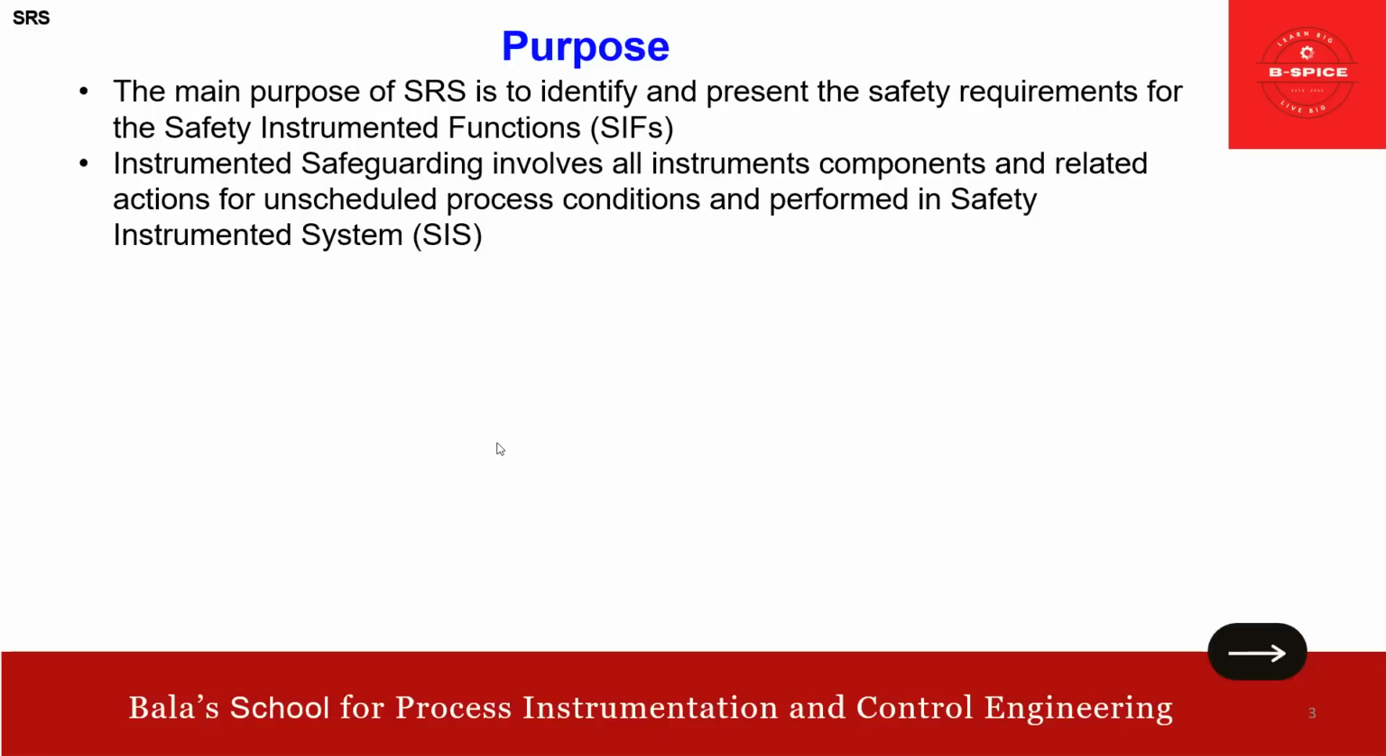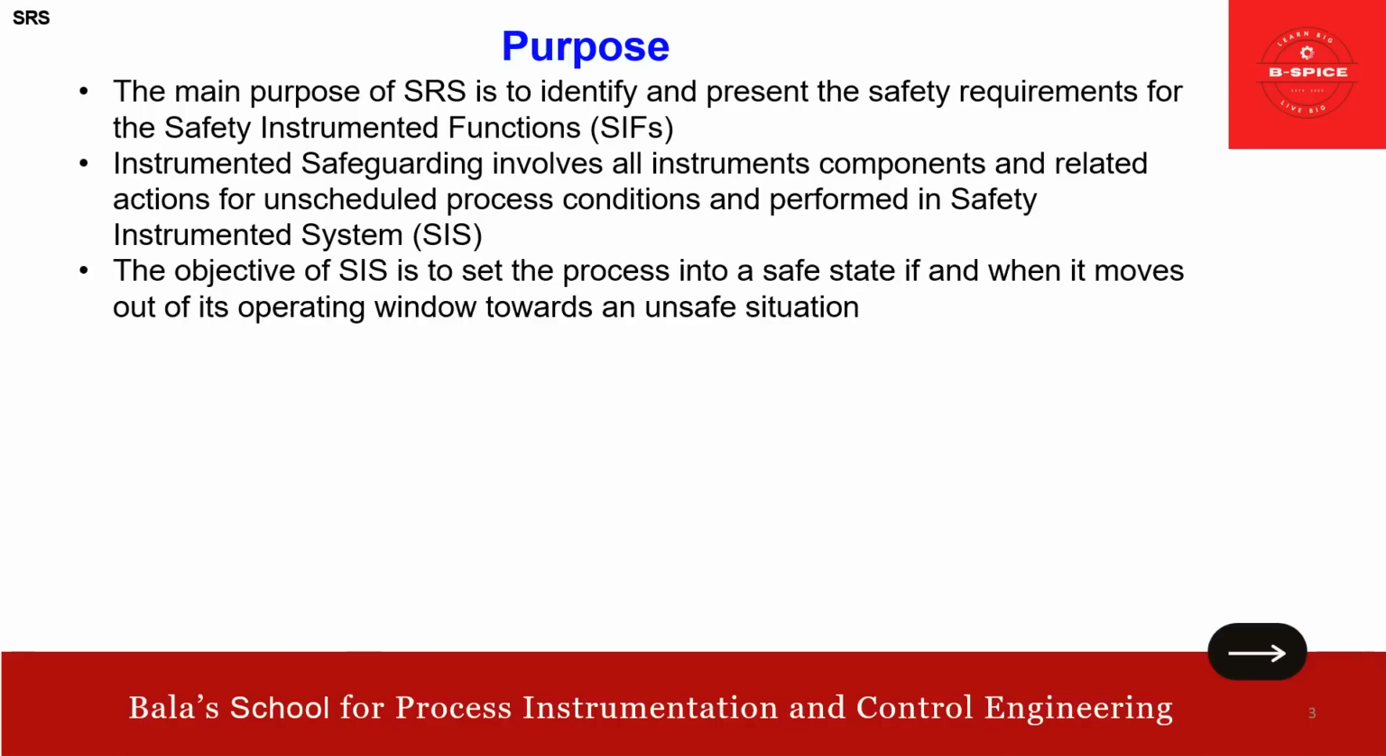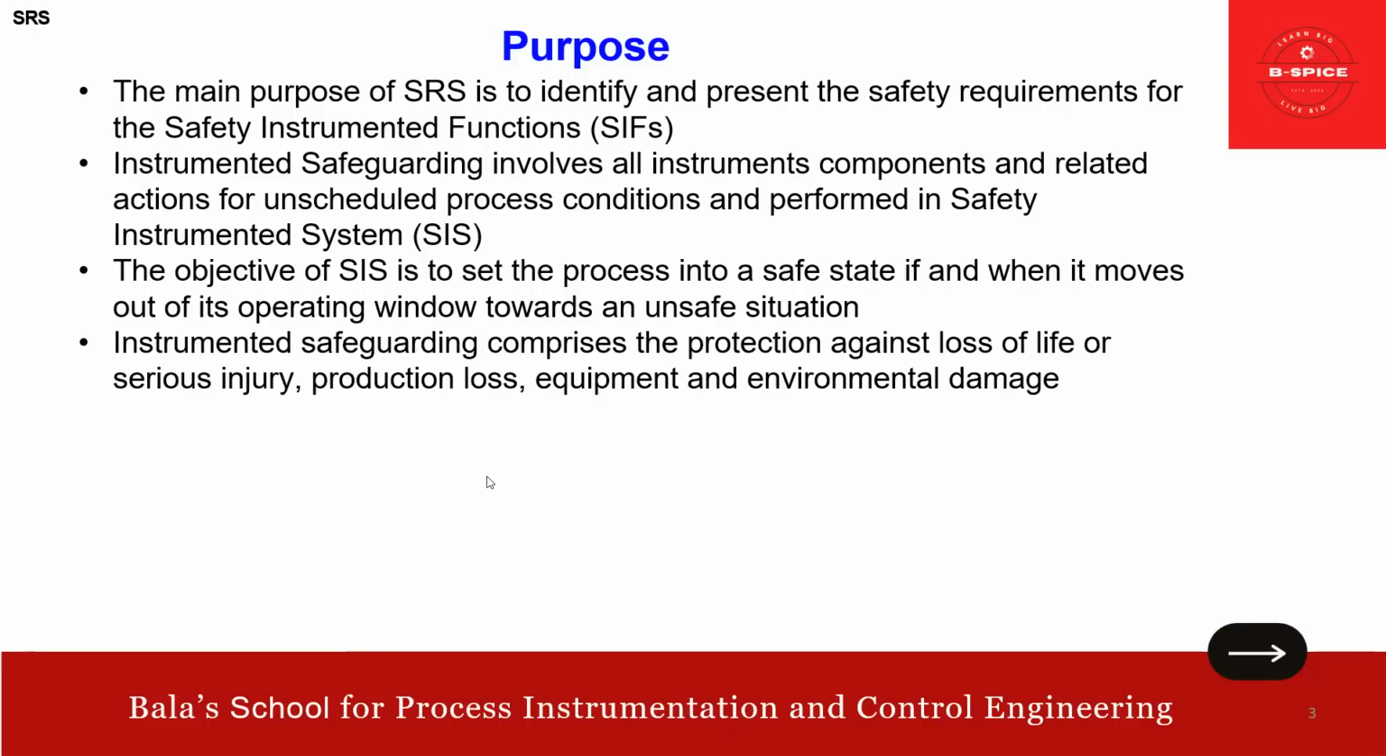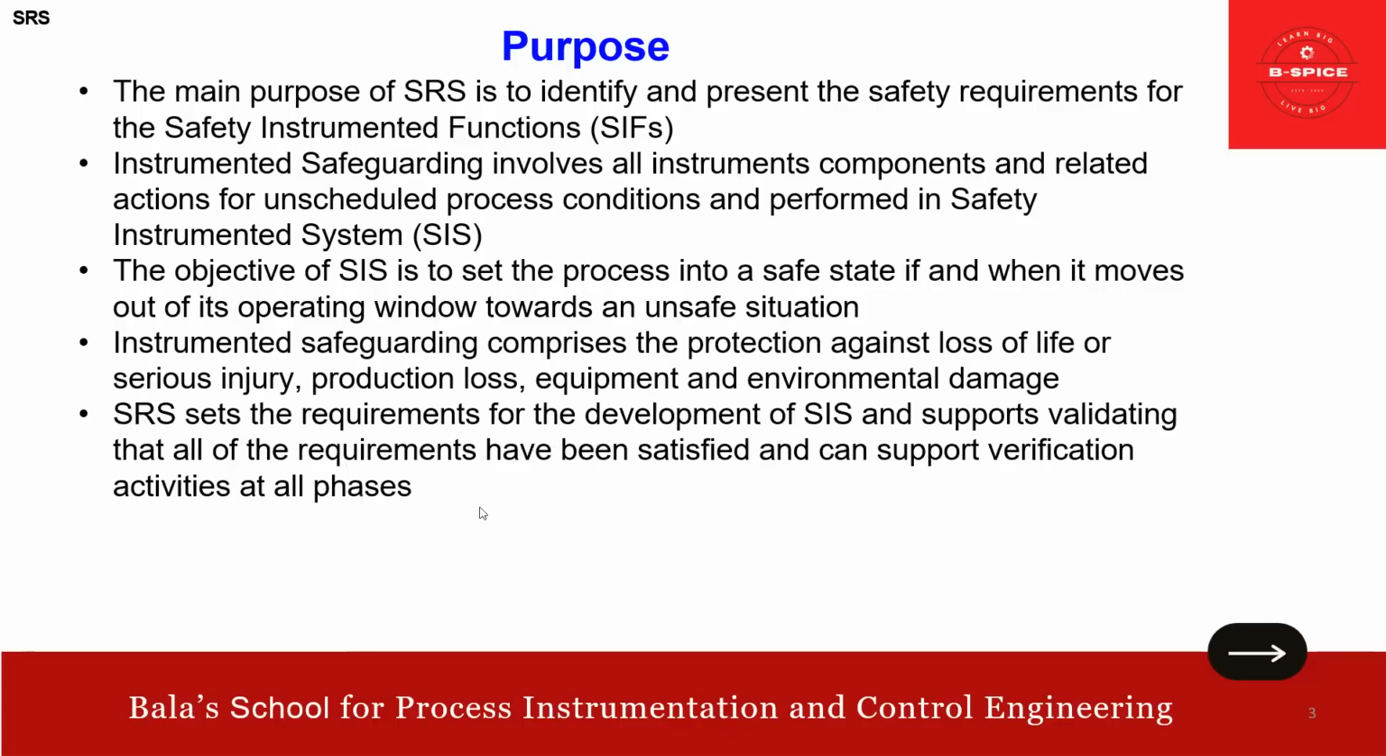Instrumented safeguarding involves all instruments, components, and related actions for unscheduled process conditions performed in the safety instrumented system. The objective of SIS, as we all know, is to set the process into a safe state if and when it moves out of its operating window towards an unsafe situation. Instrumented safeguarding comprises protection against loss of life, serious injury, production loss, equipment and environmental damage.